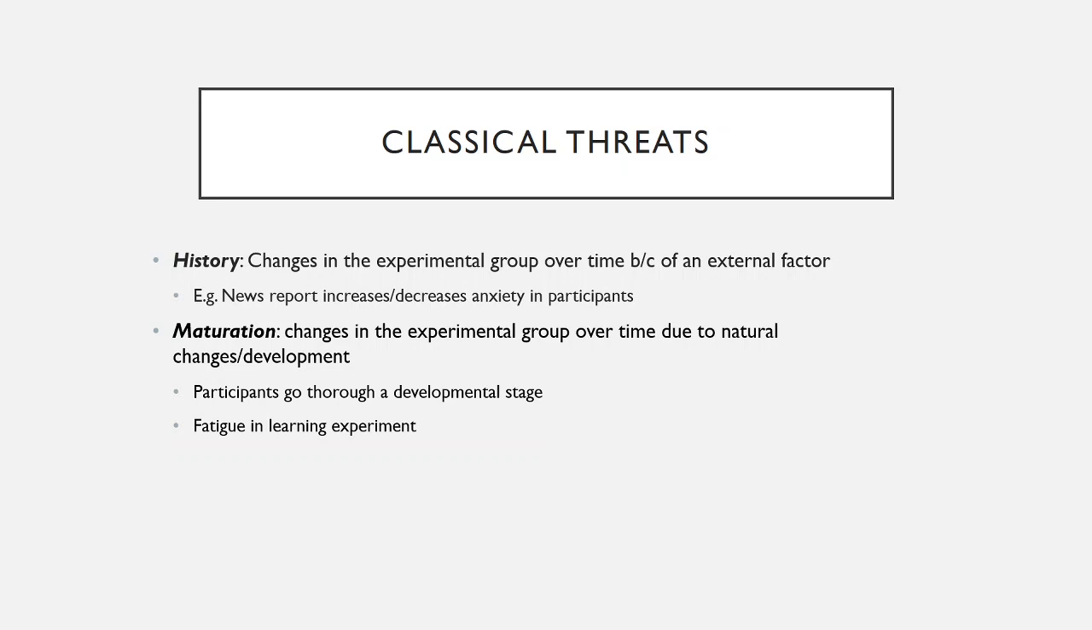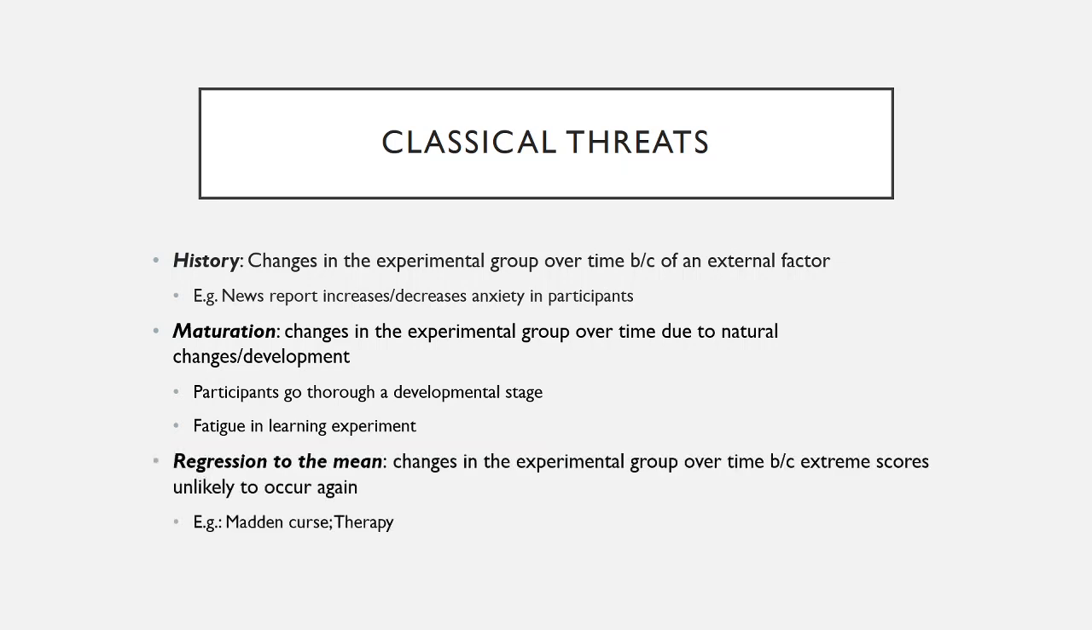Given that changes for the natural course of maturation are always possibly an explanation for the way your experimental group changes over time, it doesn't mean that you need to eliminate that influence. You just need to take it into account. Regression to the mean is an interesting one, and it's very much a statistical concept.